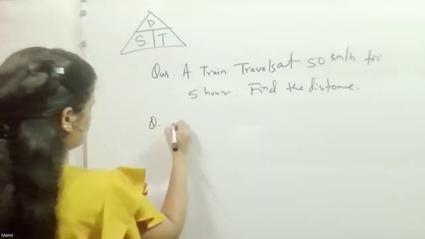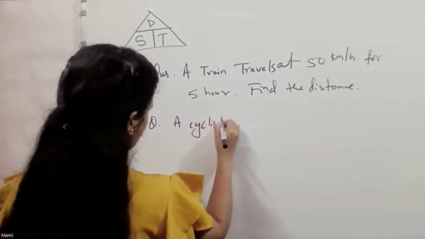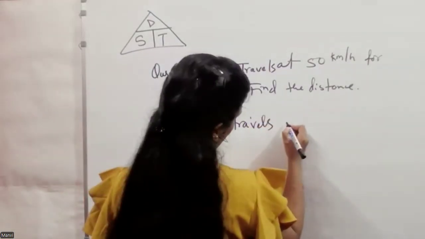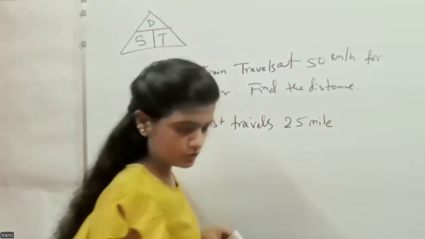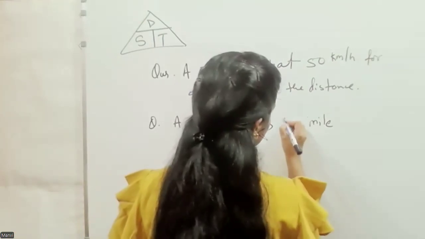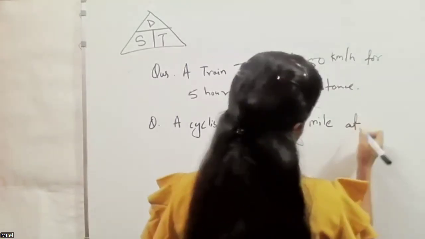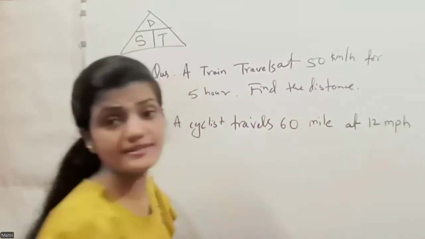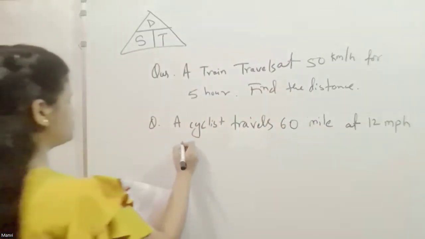Second question. A cyclist travels 60 miles, okay? At 12 miles per hour. This mph represents miles per hour, okay? You have to calculate what?